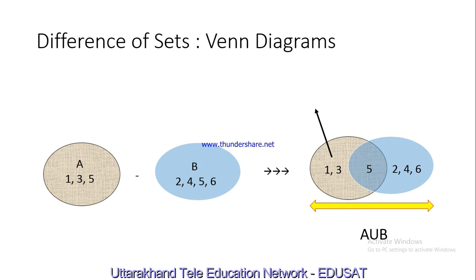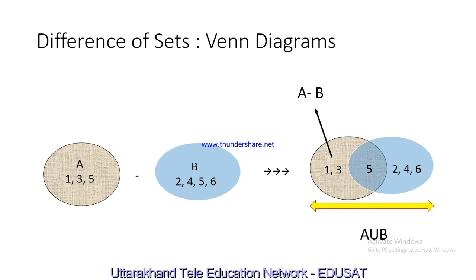But they were not there in B, and that is why the value of A minus B was basically 1, 3. So this portion is what A minus B is. What you have done is, from the circle or the oval which is representing A, you have to eliminate those elements which are also found in B. In this particular example, the only such element was 5. So we'll eliminate 5 and we'll be left with 1 and 3, and that is what A minus B is all about.